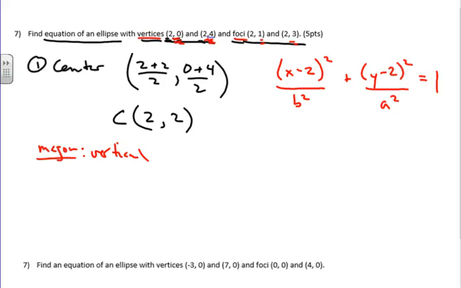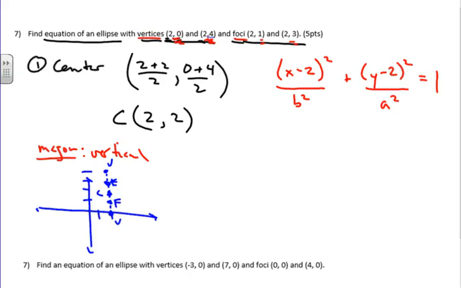If we started graphing this, we could see the center (2, 2). Right here, we have (2, 0). That's our one vertex, and then we have (2, 4). That's our other vertex. We know this has to be vertical, so that's our major axis. We have (2, 1) and then (2, 3) is our foci right there. So there's our foci, and there's our center right there between the vertices.